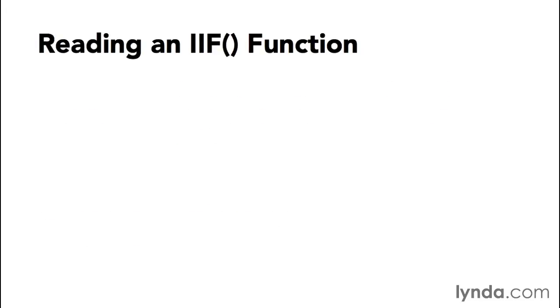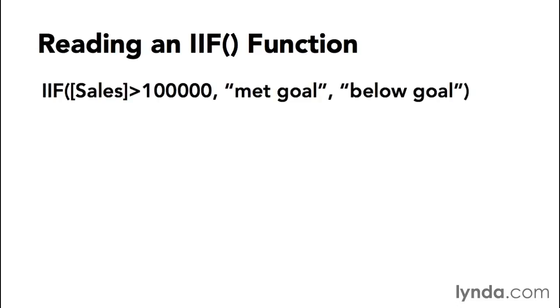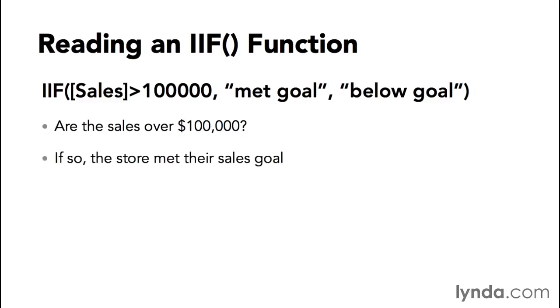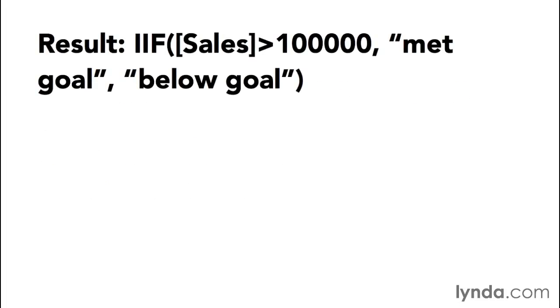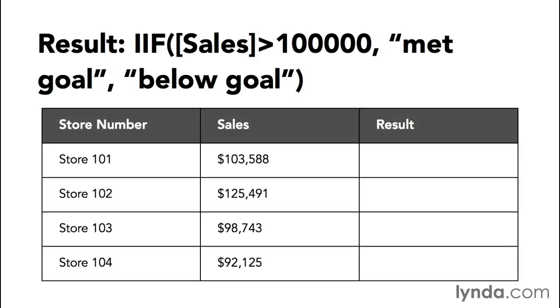Here's an example of how a completed IIf function might look. In this function, the condition to evaluate asks if the sales are greater than 100,000. If the sales are over 100,000, then the true part is returned, which in this case is a text string that reads met goal. If the sales are not over 100,000, then the false part is returned, or the text below goal. If we apply that function against a data table, each record gets evaluated separately.